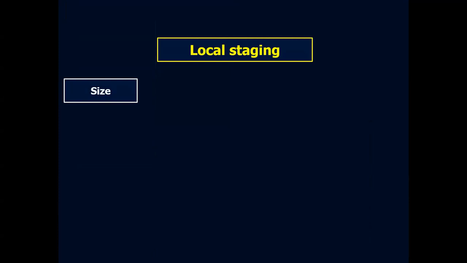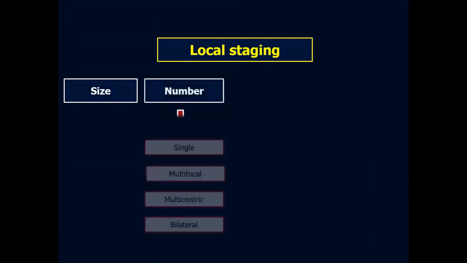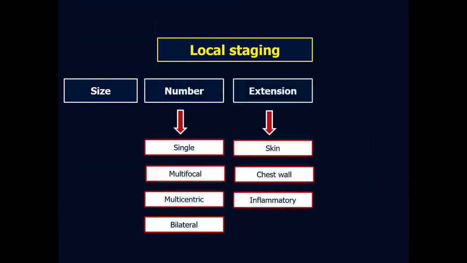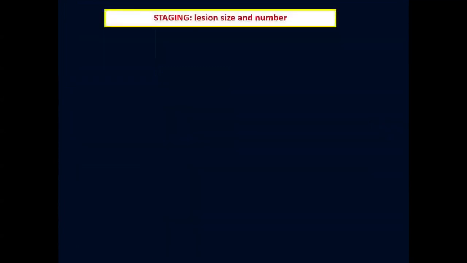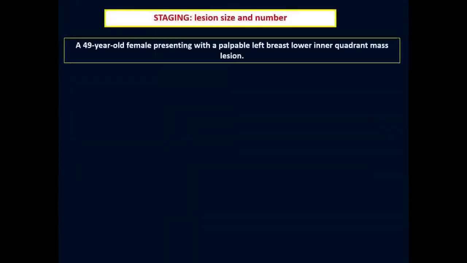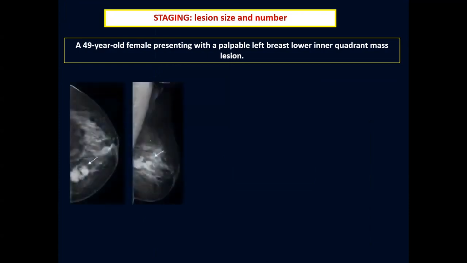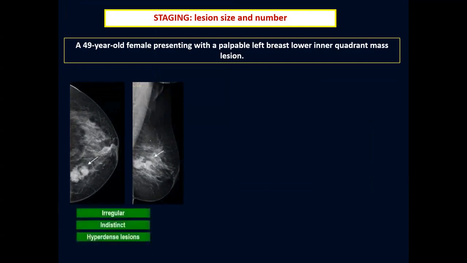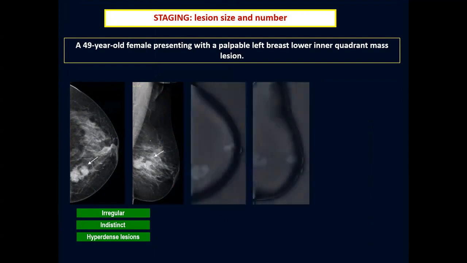For local staging, we should describe the size of the lesion, the number of lesions, the extension of the lesions, and the lymph node status. This was a 49-year-old female presenting with a palpable left breast lower inner quadrant mass lesion. She had this lesion which appeared irregular, indistinct, and it was hyperdense as compared to the surrounding parenchyma.